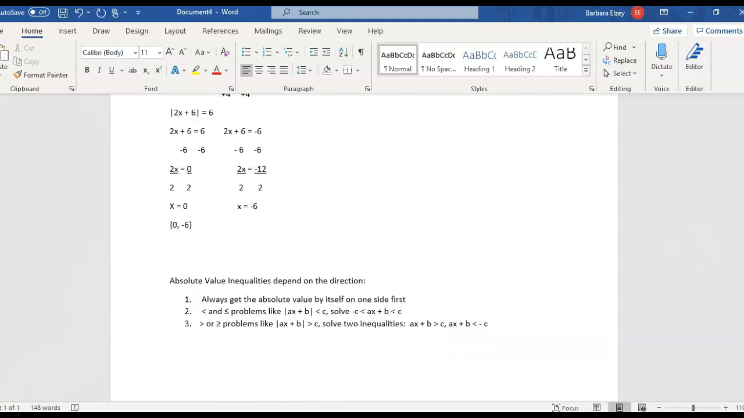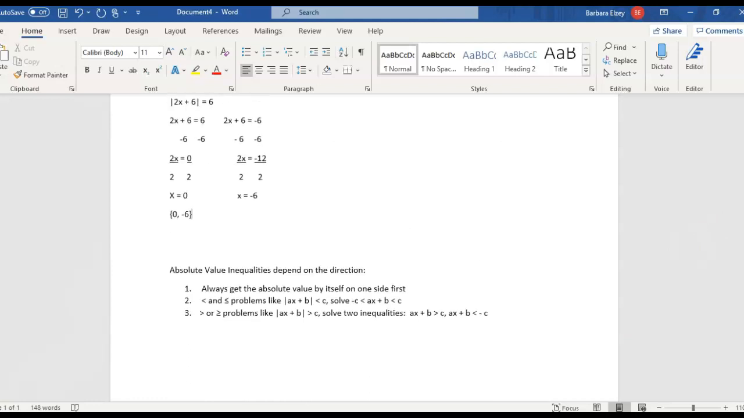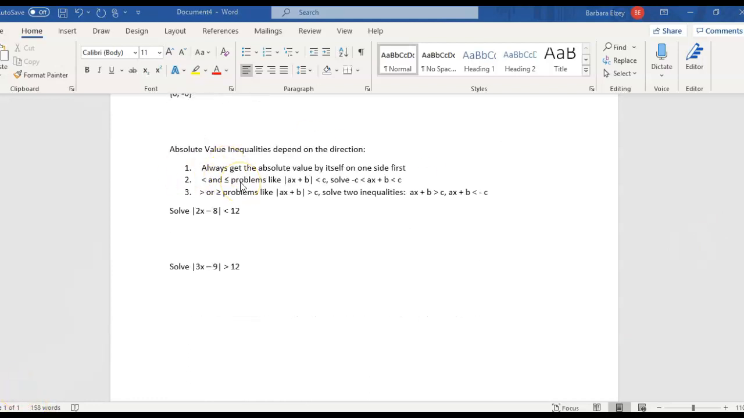Now, let's take a look at what happens when we have an absolute value inequality. So just like with the absolute value equations, we have to make sure the absolute value is by itself on one side first. Then we have two different types of problems. If it's less than, if our symbol is pointed toward the left, then we are going to solve a double inequality where we put a new inequality on the left and the negative of whatever is on the right.